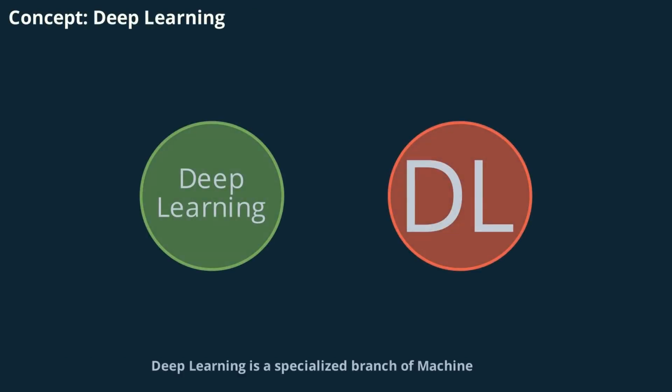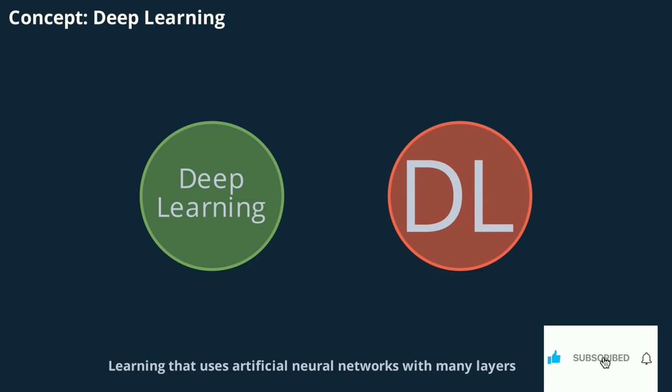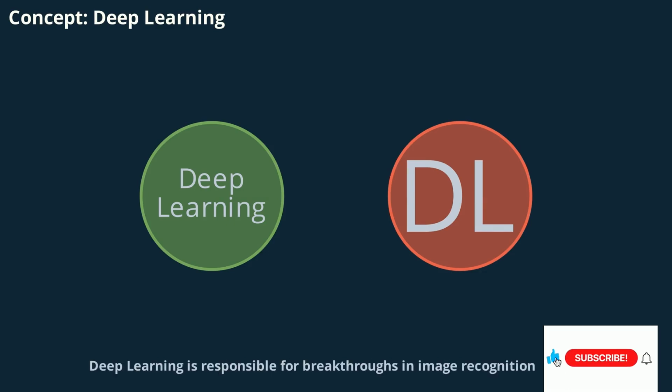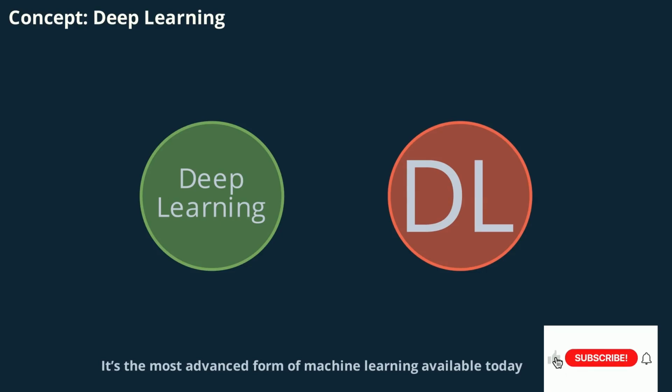Deep learning is a specialized branch of machine learning that uses artificial neural networks with many layers. These networks are inspired by the human brain and excel at learning from massive amounts of data. Deep learning is responsible for breakthroughs in image recognition, speech processing, and autonomous systems. It's the most advanced form of machine learning available today.